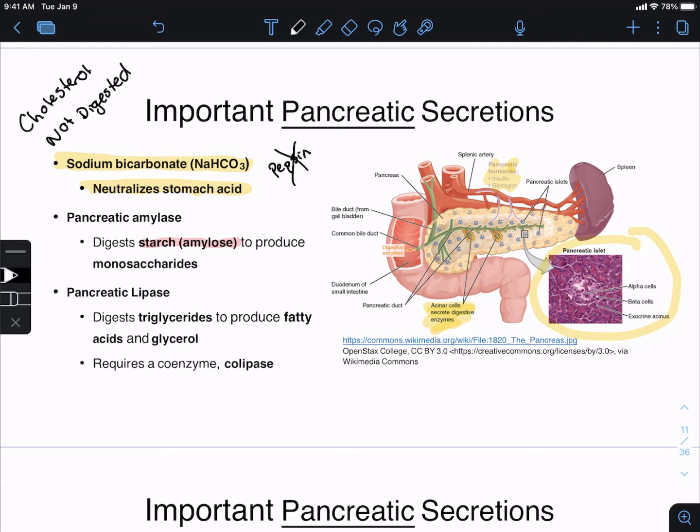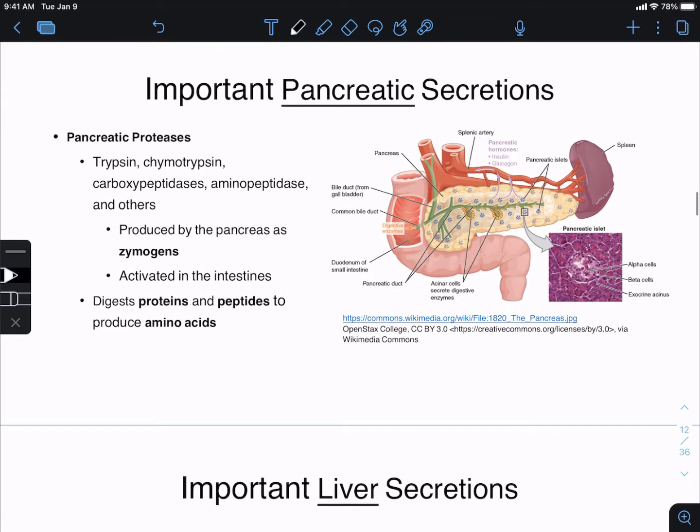Pancreatic lipase alone cannot do the job. It needs to have a coenzyme called colipase. And we'll talk a little bit more about what colipase does to understand how it all works. We also need to take a look at bile. Bile is going to help the pancreatic lipase do its job.